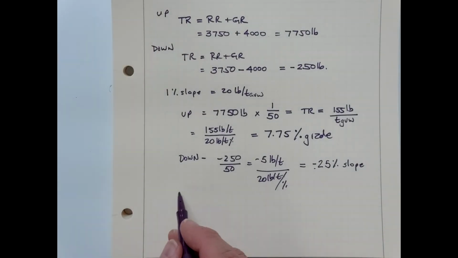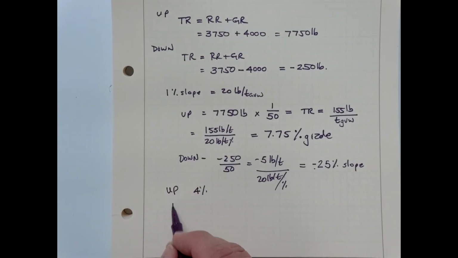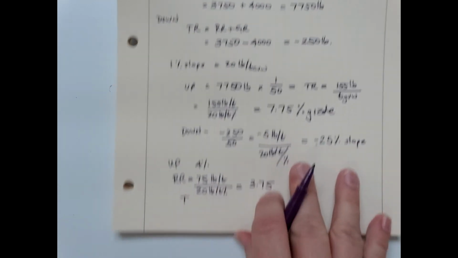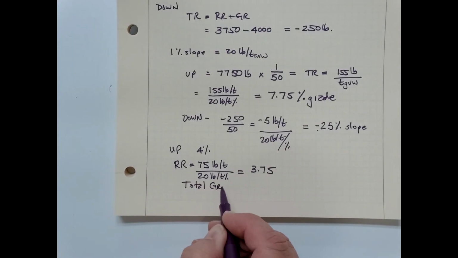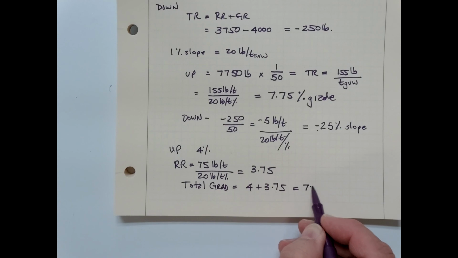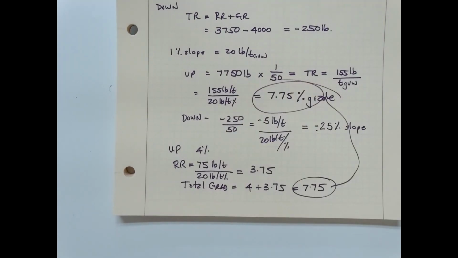Let's take a look at our up case again. We said that was a 4% grade. Our rolling resistance, we had said, was equal to 75 pounds per ton. If I divide that by 20 pounds per ton per percent, it's going to give me a resultant percent. 75 divided by 20 is 3.75, and my total grade is equal to 4 plus 3.75, which is equal to 7.75, the same as we had calculated before. So you need to be comfortable changing between these two measures, and it should be straightforward.